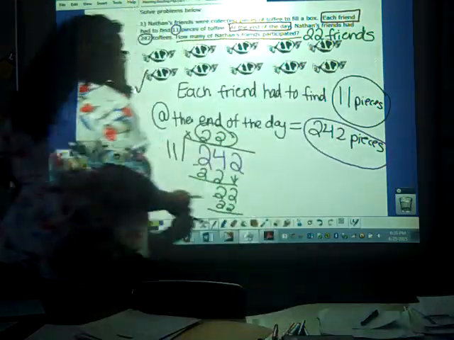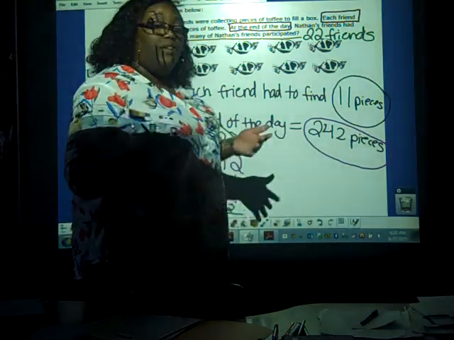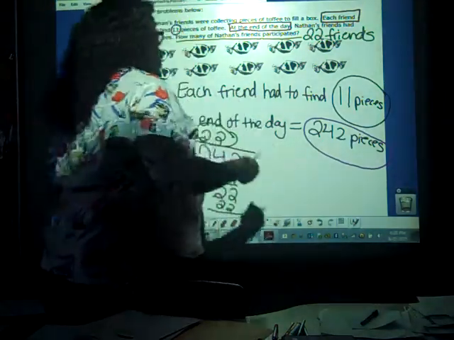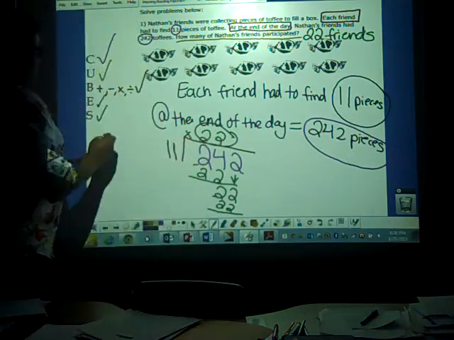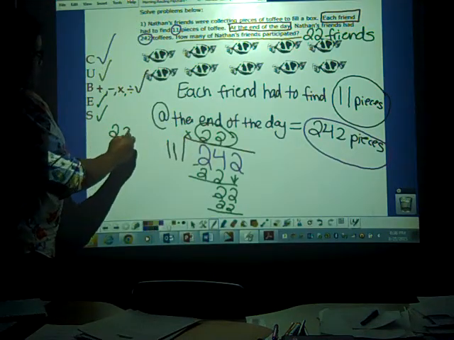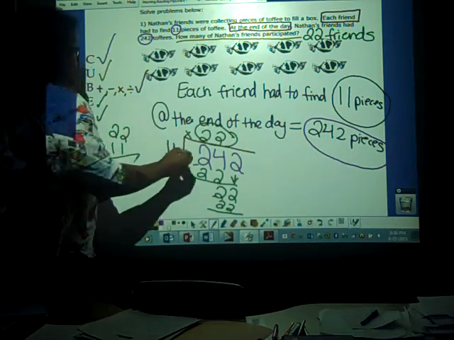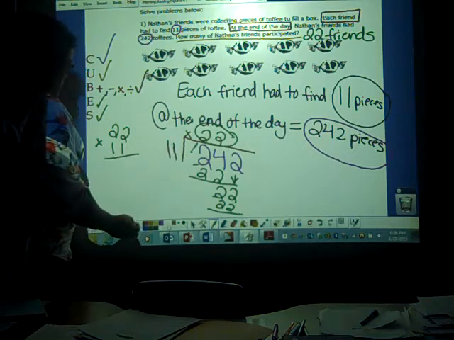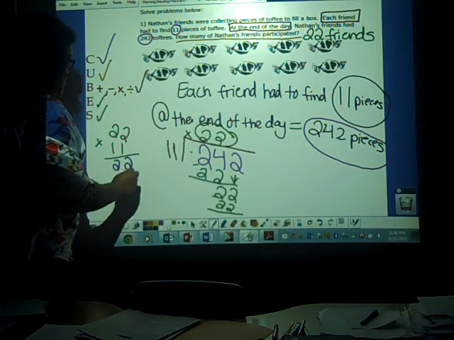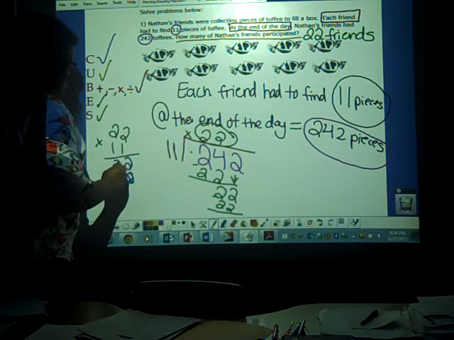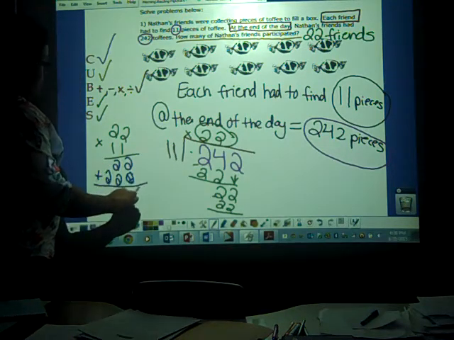How can we check this? If we divide to find our answer, what's the opposite operation of division? Multiplication. So let's go ahead and multiply 11 by 22. If we're right, we should get 242. So that's 2, 2, placeholder, 2, 2. Add those together.